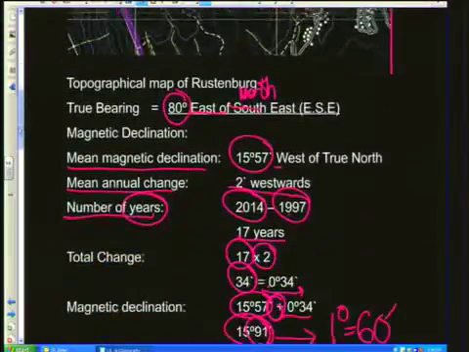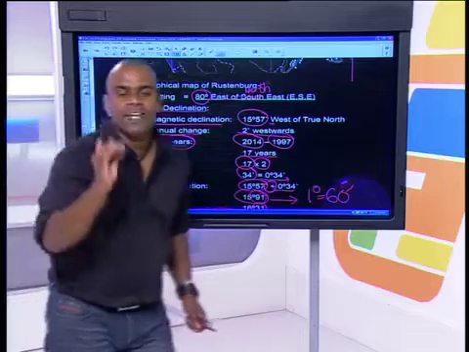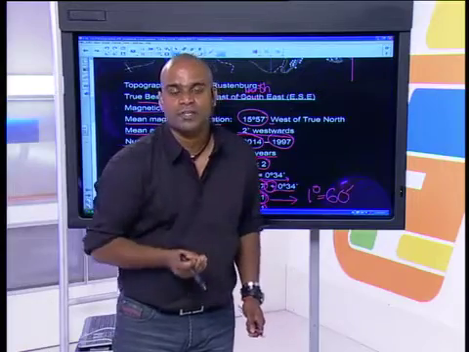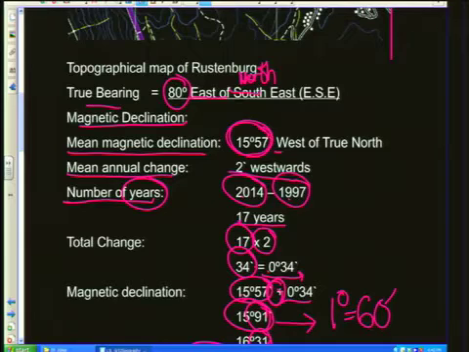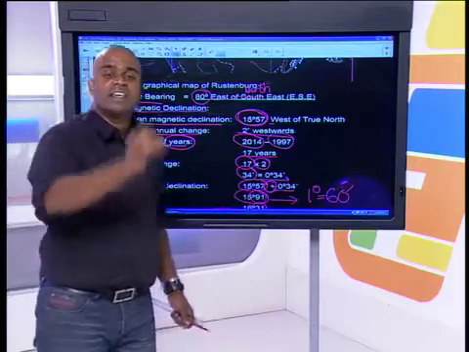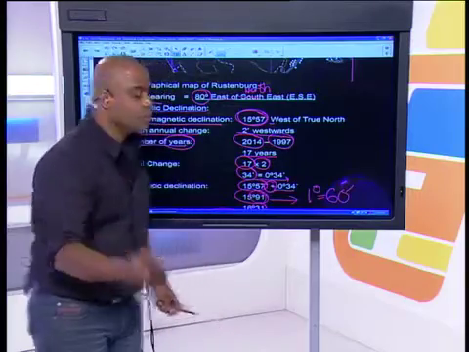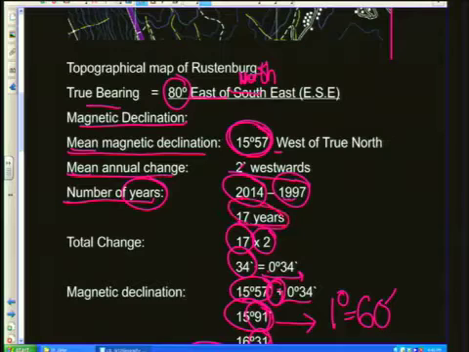Let's go further. Once we've established the true bearing, we now calculate the magnetic declination. All the information on the magnetic declination is contained on the side of the map. In this example, the magnetic declination is 15 degrees 57 minutes west of true north, which is found on the map. The mean annual change, also found on the map, is 2 minutes westwards. The number of years: remember, in our calculation, we are calculating the present year subtract the year on the map. The year on the map is the year indicated immediately after the west of true north, which in this case is 2014, subtract 1997, which is 17 years.